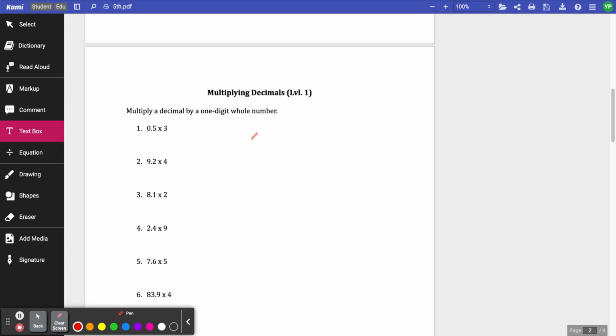And now moving on to multiplying decimals level 1. For this one, you just multiply. When you multiply decimals, you just multiply like anything else. So you put 0.5 times 3. And for decimals, unlike addition or subtraction, you don't have to line up the decimal. But remember where the decimal place is. So this is in the tenths place, and you're just going to bring that down later.